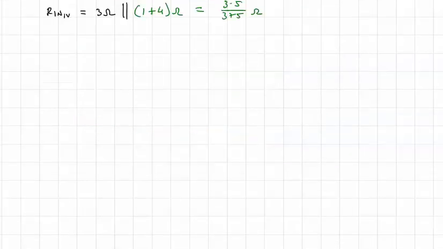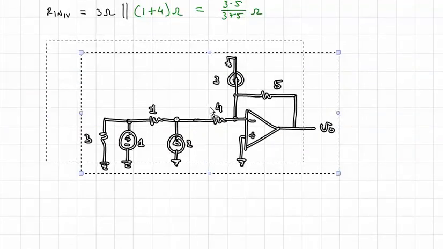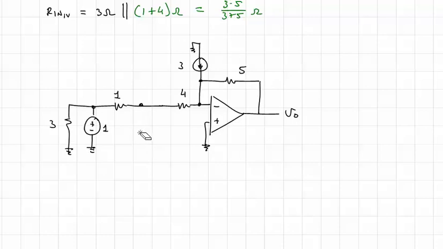Now let's consider the next case, where we're going to look in from the current source's perspective, and we'll say Rn 2 amps. Now when we turn off the 1 volt source, we actually short it. So we're going to short this, which means that the 3 ohm resistor has no impact.